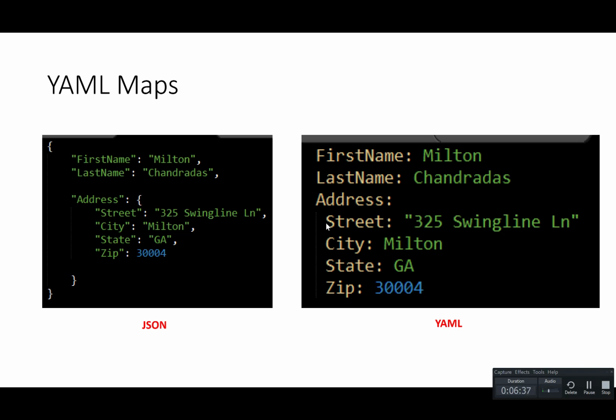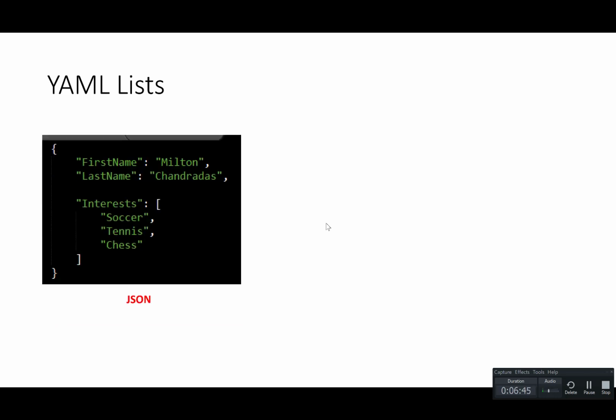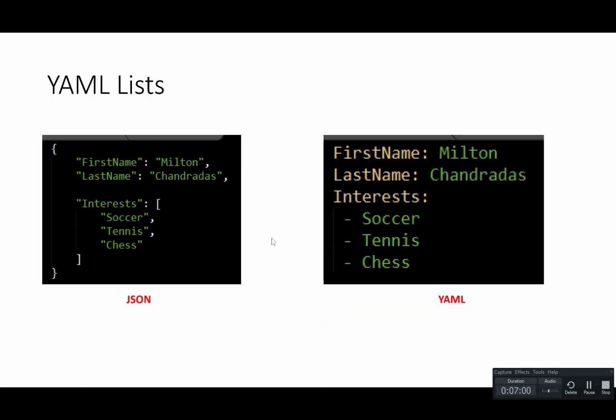Now, I did mention that there are two structures that you need to be aware of. This is the map structure. The other thing is the list structure. So in JSON, you have the concept of an array. So some of my interests are soccer, tennis, and chess. And if I wanted to convert this into a YAML file, the YAML file would look something similar to this. Again, very easy to read. You have the first name, last name, and then you have the list, with soccer, tennis, and chess as my list.